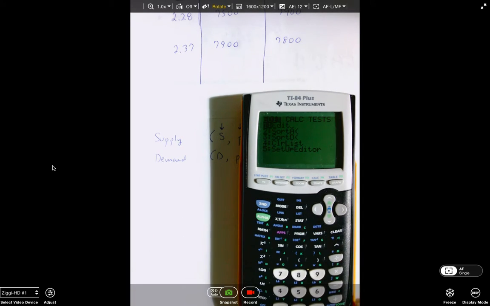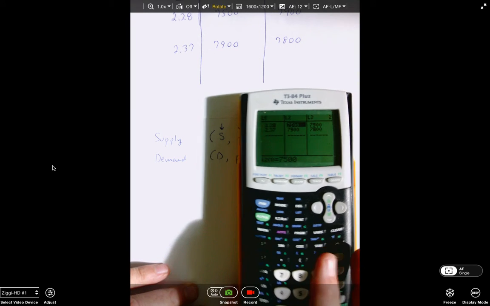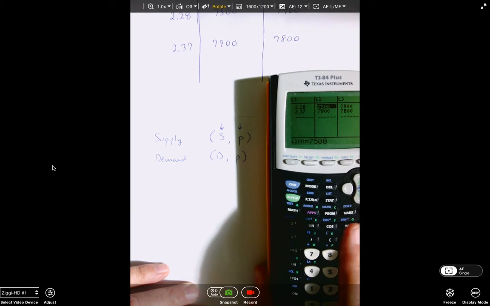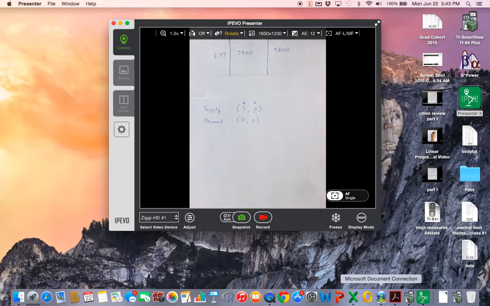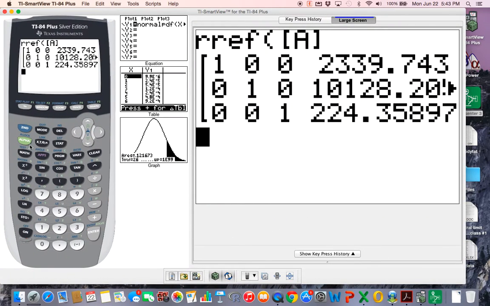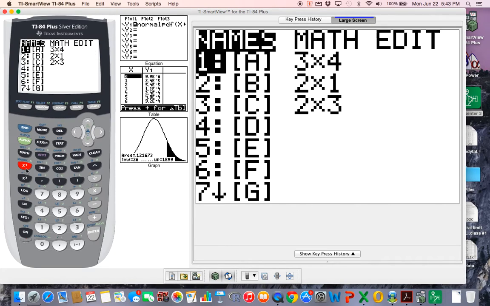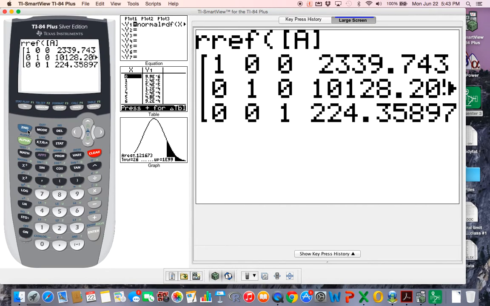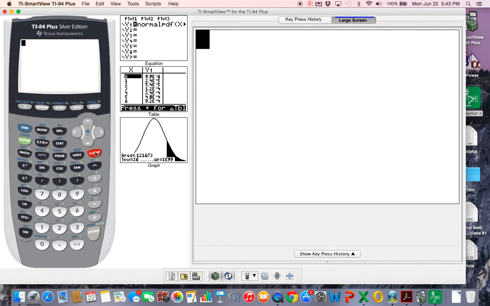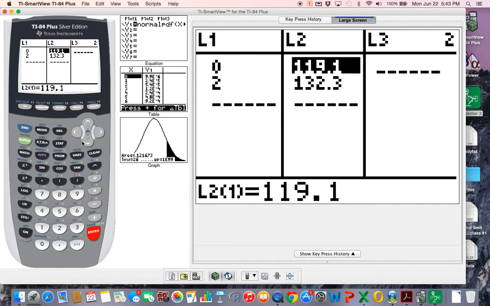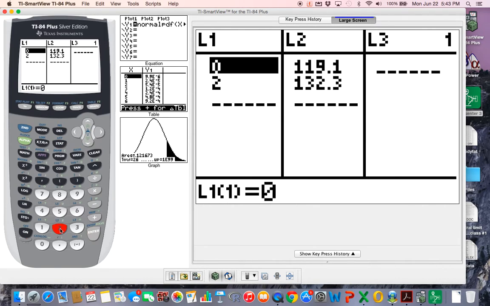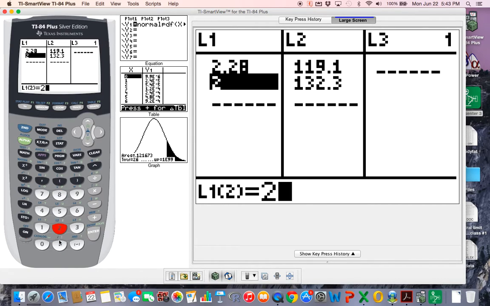So if I go to stat, and I've already put the numbers in. I don't know if you guys can see it or not. Let me pull up the other calculator. Let's clear and get out of this. Just go to stat, go to edit, and put my two prices in at 2.28 and 2.37.